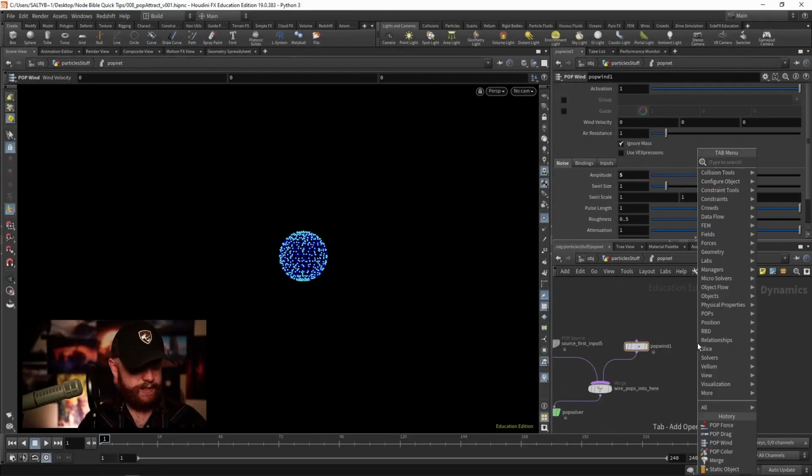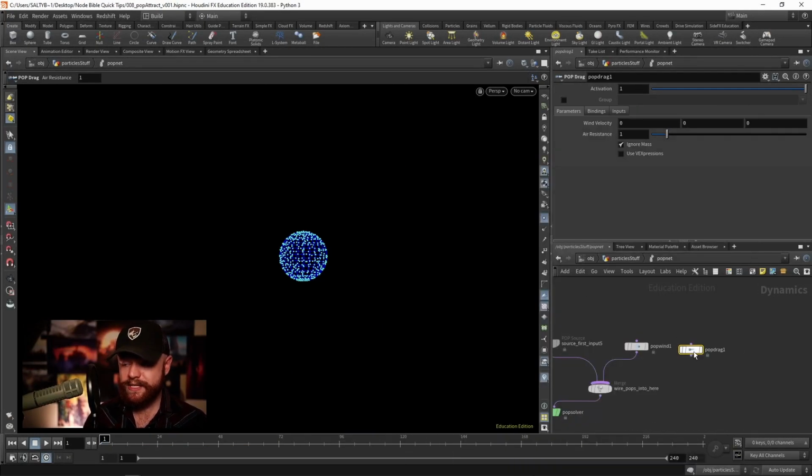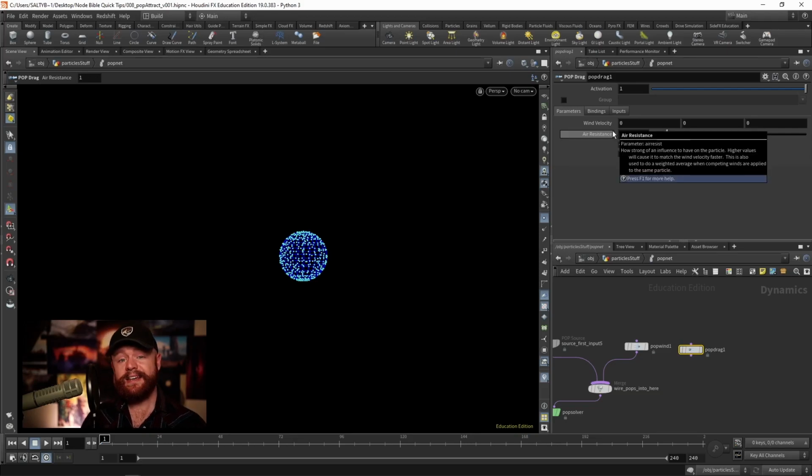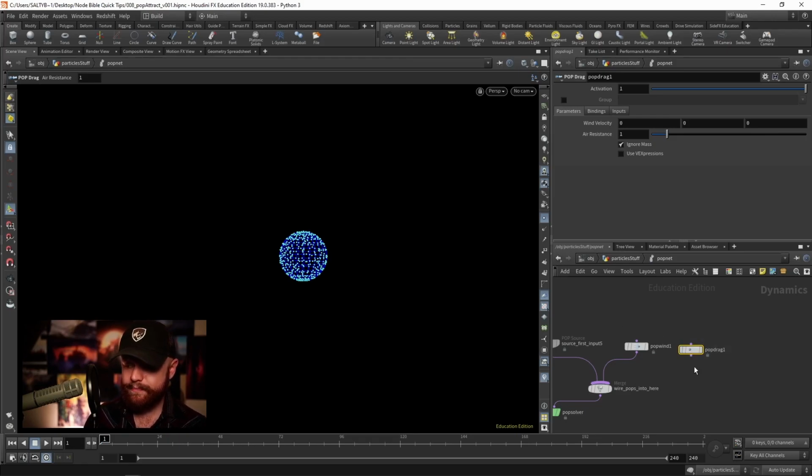What's also interesting is that if you take a pop drag, this is essentially the same thing as a pop wind, except that our goal velocity is 0, 0, 0. We have the air resistance, we're trying to reach that velocity. It's pretty much the same darn thing.